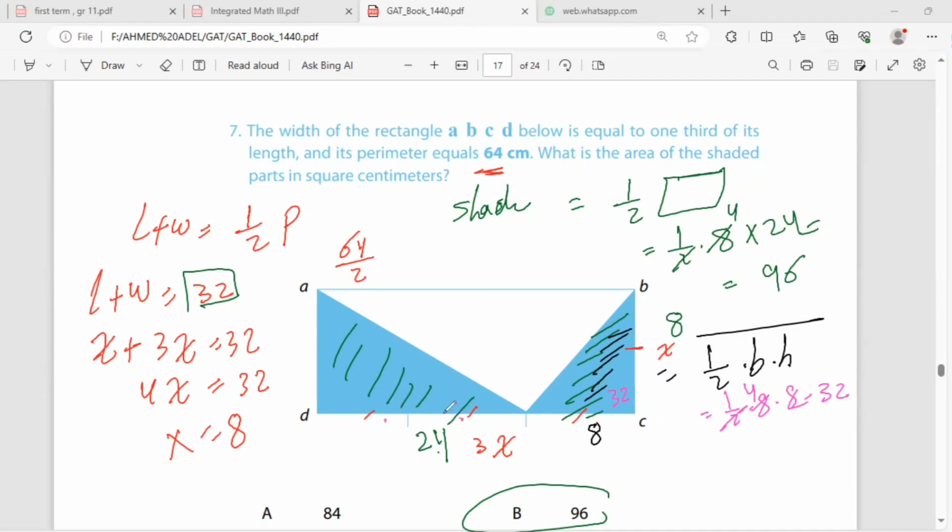And here also we double, twice this triangle because we double the base. So it's going to be half times 16 times 8, which is going to be 64. 64 plus 32 equals 96, the same answer. You have many ways to find the solution of any question.